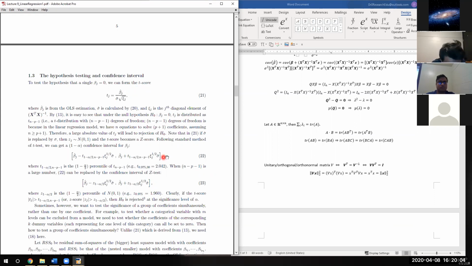And all of this is very basic, this kind of hypothesis testing or confidence intervals for the t statistics or for the z statistics, okay? So in the t distribution, you have degrees of freedom n minus p minus 1. Why n minus p minus 1? Again, because in the linear model you have n equations and you want to solve p plus 1 coefficients. Again, here we all assume n is greater than or equal to p plus 1. In most cases, we have n greater than p plus 1, okay?